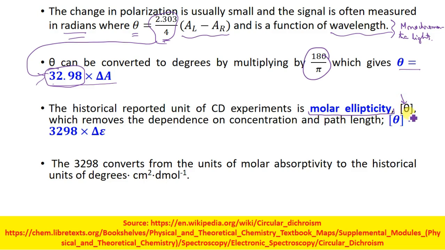square bracket theta, which removes the dependence on concentration and path length, and it is given by 3298 multiplied by the difference in the molar extinction coefficient. The constant 3298 converts from the unit of molar absorptivity to the historical units of degrees multiplied by centimeter square per decimole.